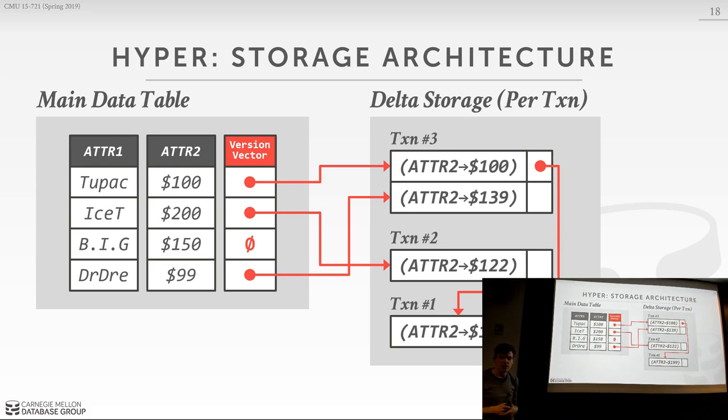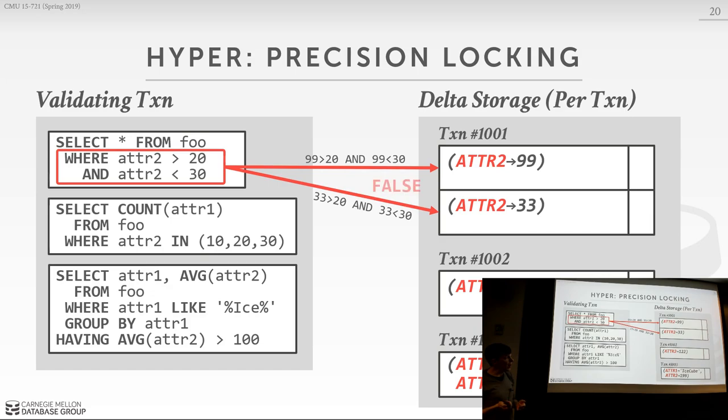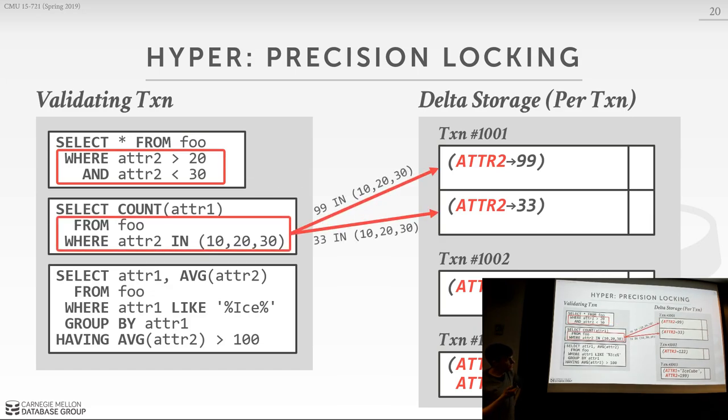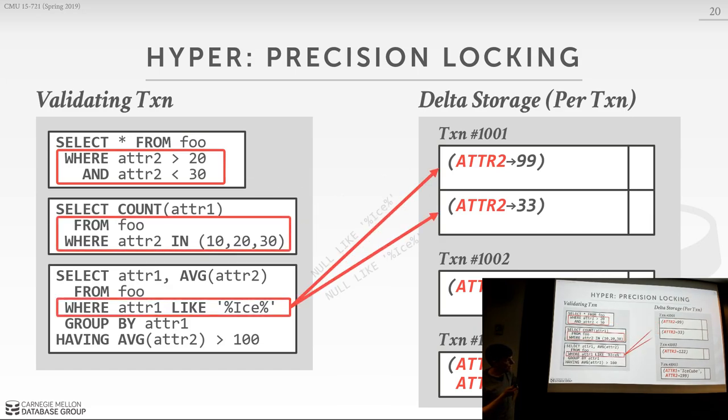Yes? How can you handle complex joins in the validation phase? So this question is, how do you handle complex joins here? For example, the join is empty, but some other write breaks a predicate in the complex join and your transaction avoids.